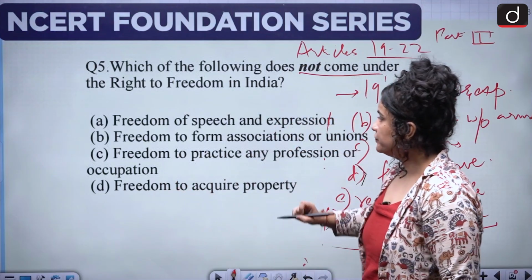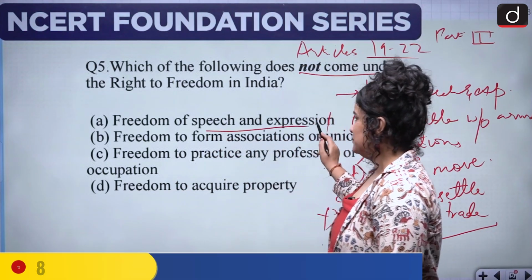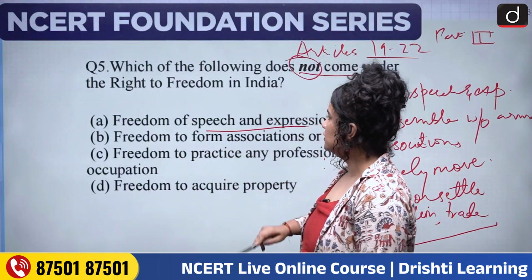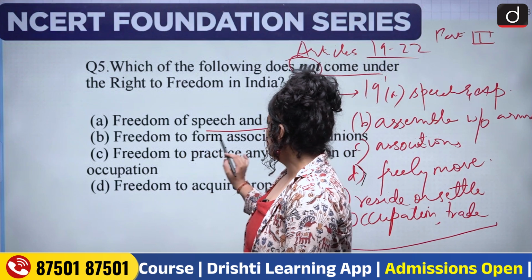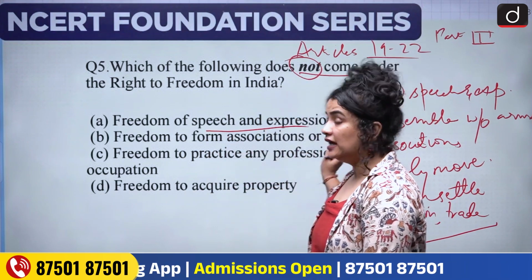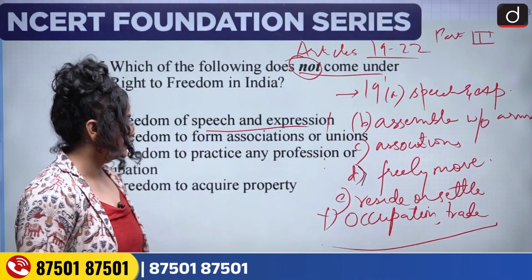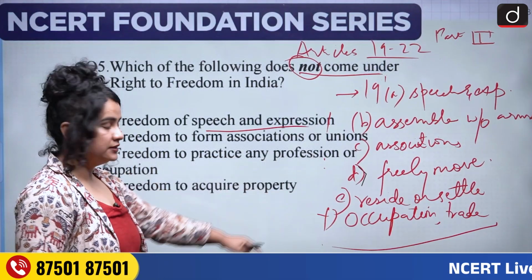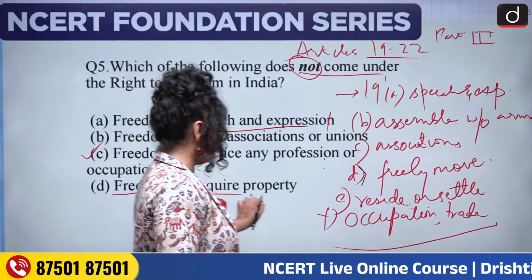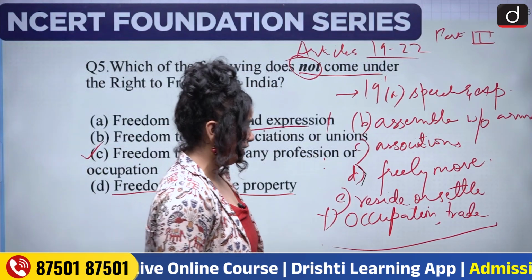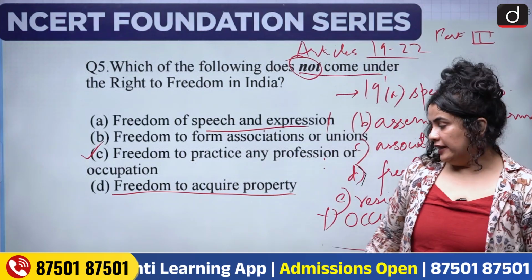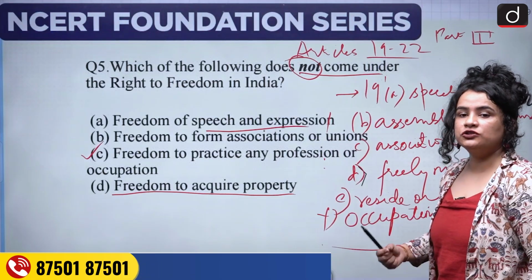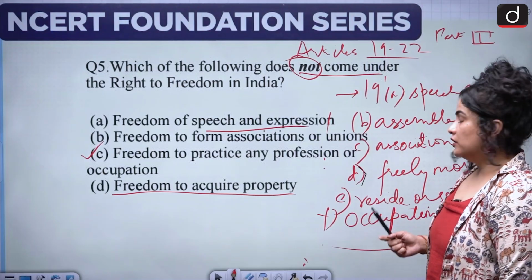A says freedom of speech and expression. Yes, this is guaranteed, so this does not seem to be the right answer. Freedom to form associations or unions: yes, we discussed, it is in fact guaranteed. Freedom to practice any profession or occupation: again, guaranteed. And freedom to acquire property: actually, no, this is not guaranteed anywhere. It is also not guaranteed in Articles 20, 21, 21A and 22, which also happen to be part of the right to freedom.